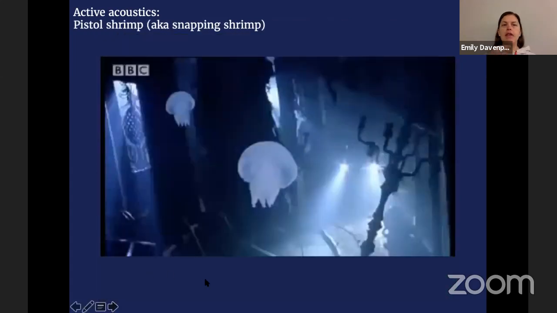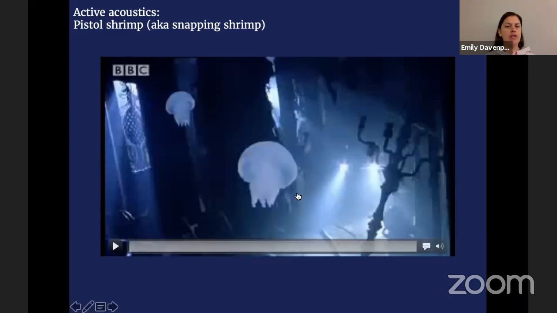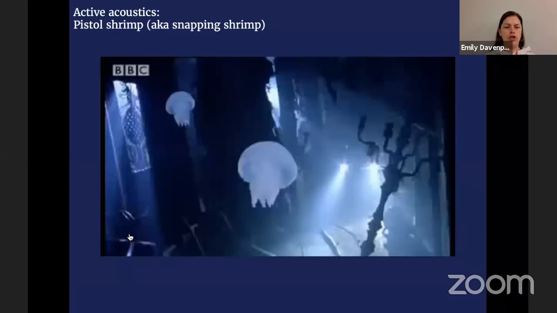Okay, so here is another example of active acoustics. This video is not fantastic quality, but just bear with me on this one, because it's a really cool animal. So this is the pistol shrimp, also known as snapping shrimp.